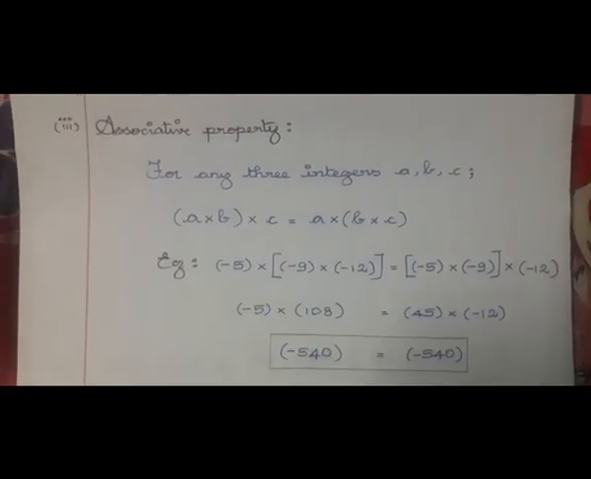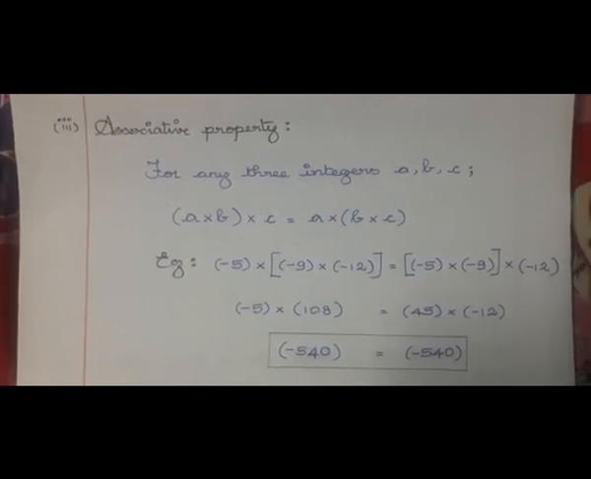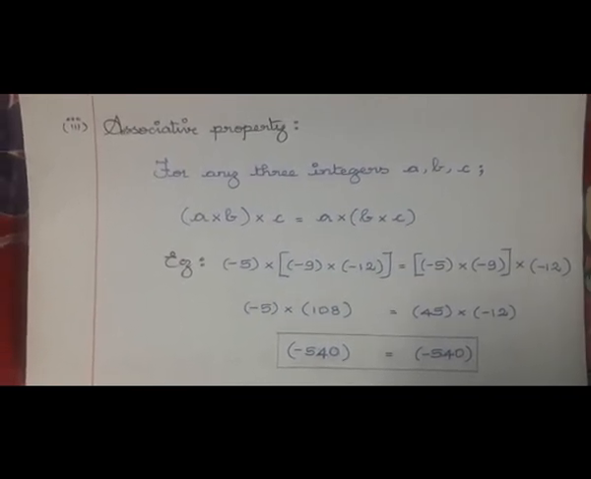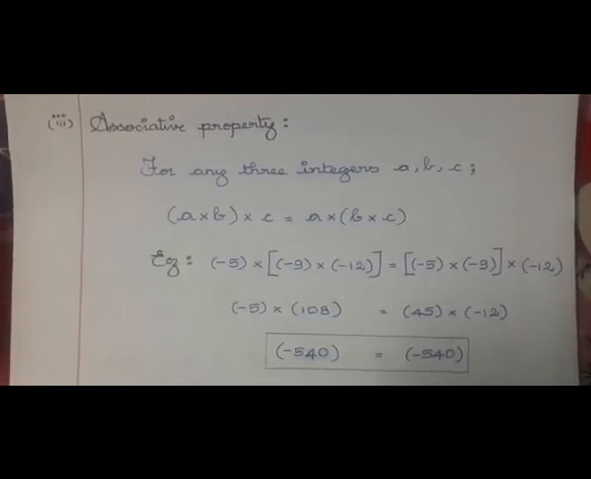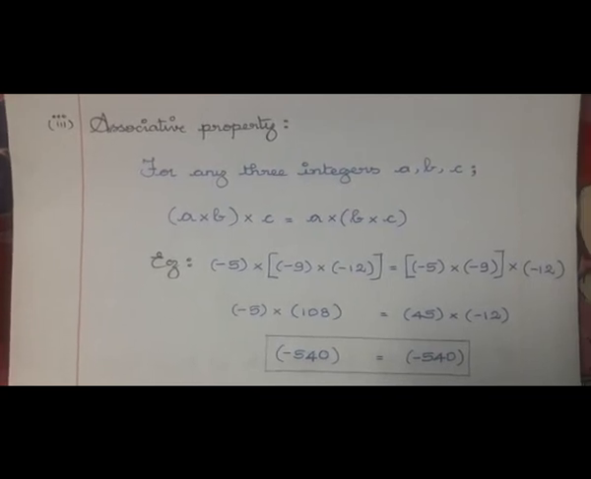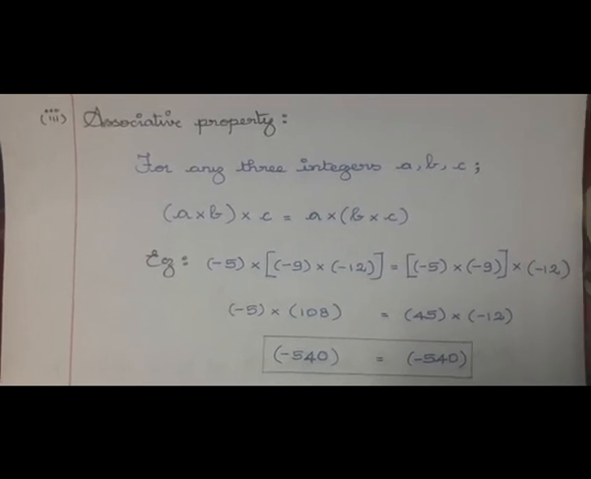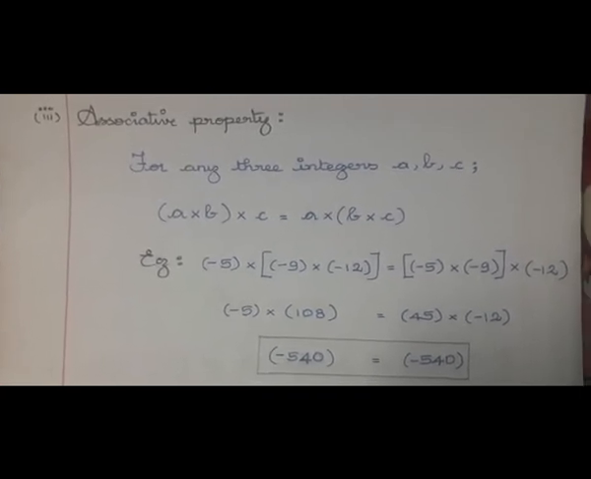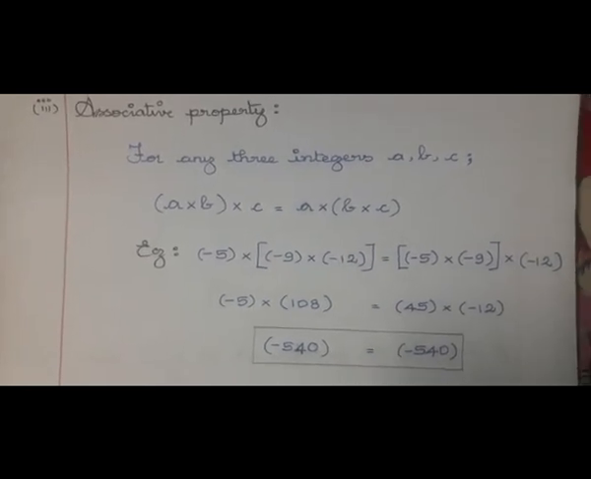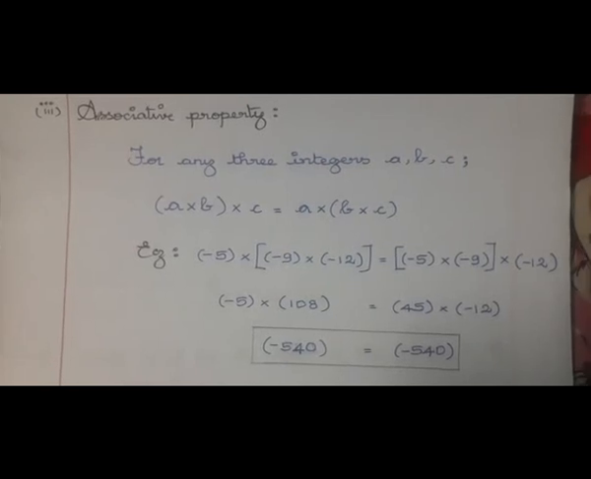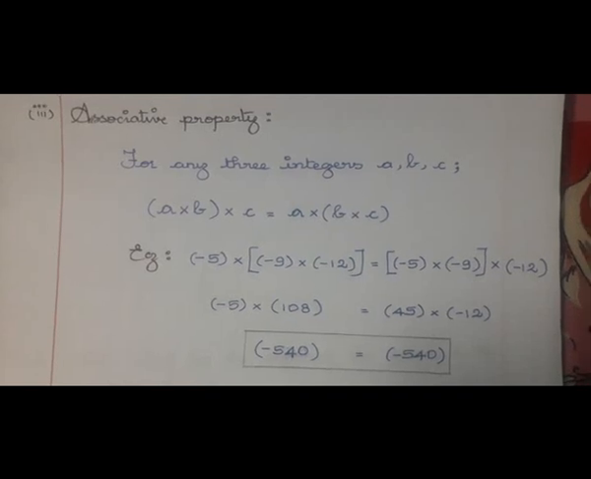Next, the associative property. For any three integers a, b, c, (a into b) into c is equal to a into (b into c). That is, first we take the first two integers inside the bracket, multiply that first, then go for the next. The same way in the right hand side, the first integer is kept as it is. The second and third integers are multiplied first and then multiplied again with a. So, example, I am going to take a as -5, b as -9 and c as -12 in the left hand side and the right hand side.